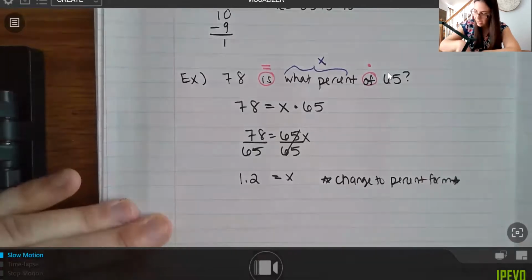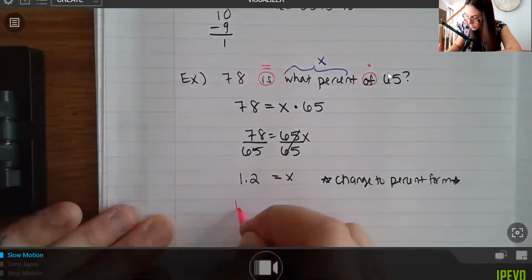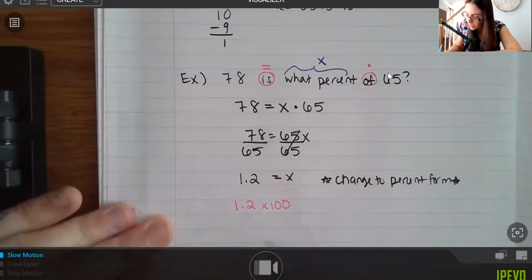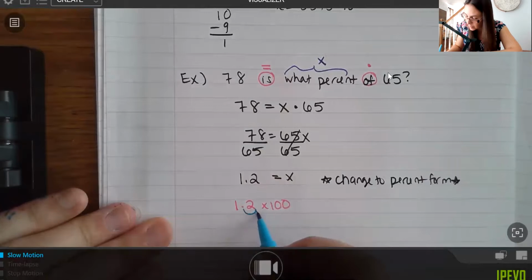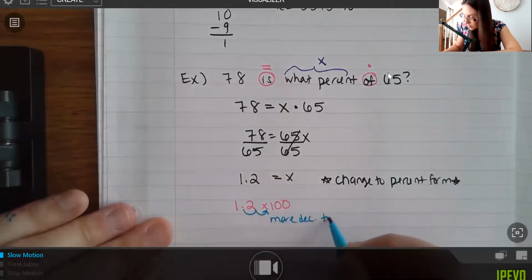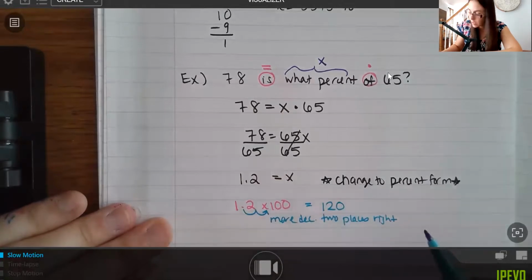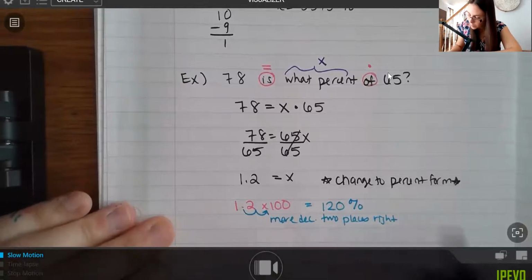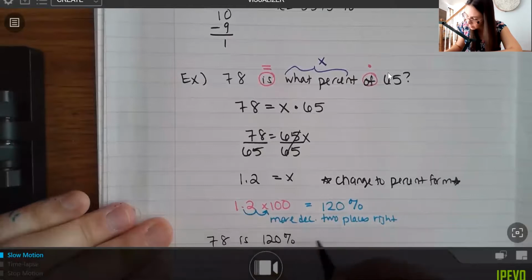So I'm going to take that 1.2 and multiply it by 100. Now in the decimal form, this is pretty quick because you're just going to move the decimal point 2 spots to the right. So move decimal 2 places right. And what I get is 120. And then I can attach my percent sign. So 78 is 120% of 65.